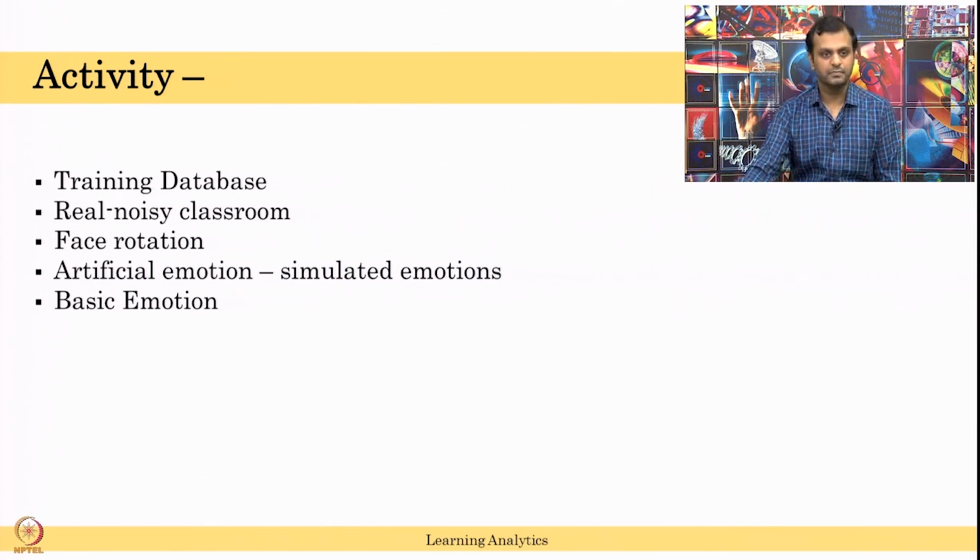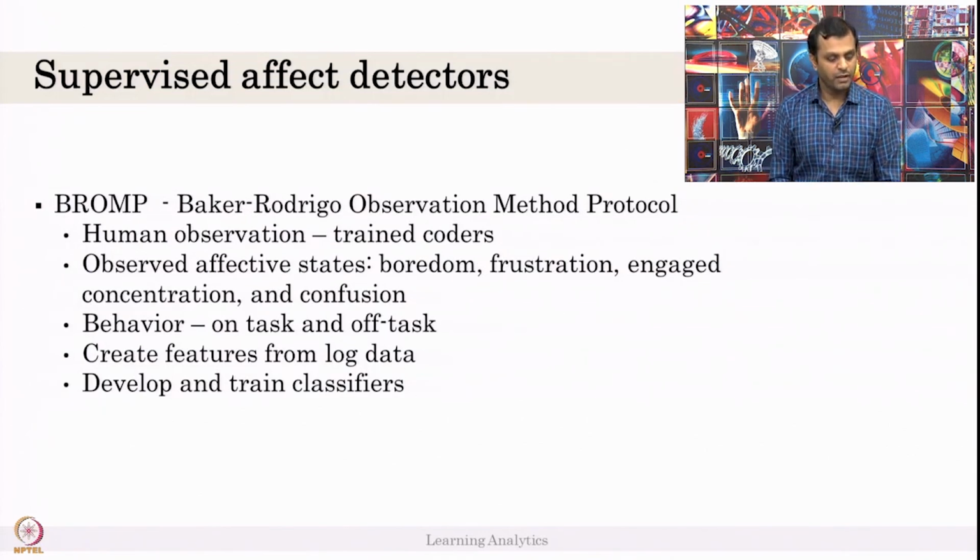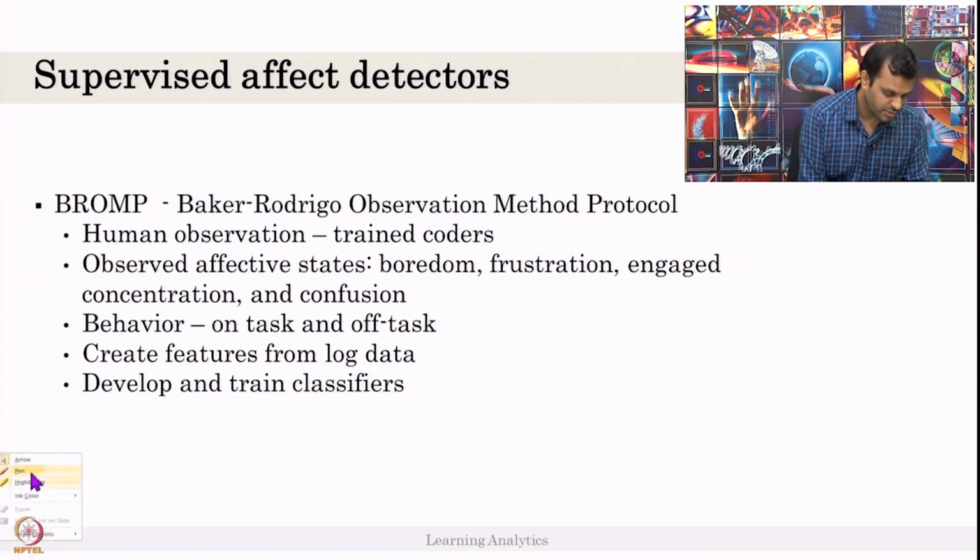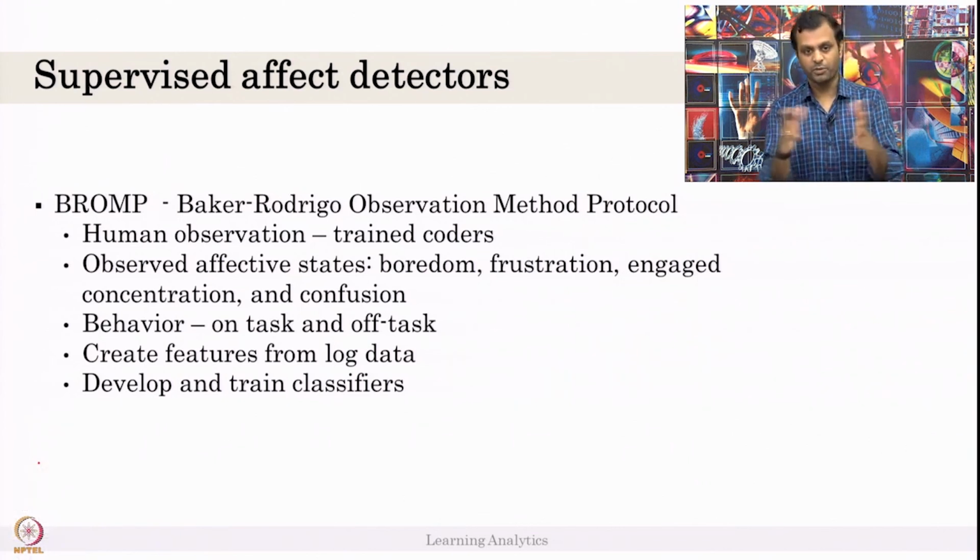Okay. So I will show a couple of methods of how they do it. One is human observation. In this human observation, there will be trained coders. And there is a tool called BROMP. It was created by Professor Ryan Baker, Professor Rodrigo, and Jacqueline Ocumpaugh. So it's the Baker-Rodrigo Observation Method Protocol, and the BROMP tool is a simple tool. It's not an automatic system to detect emotions. Don't get that wrong. It's a simple mobile app.